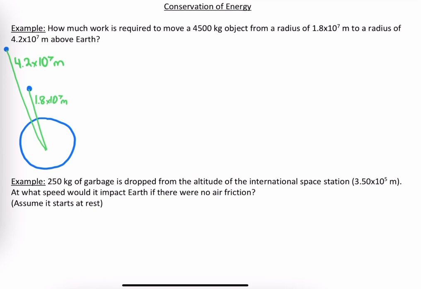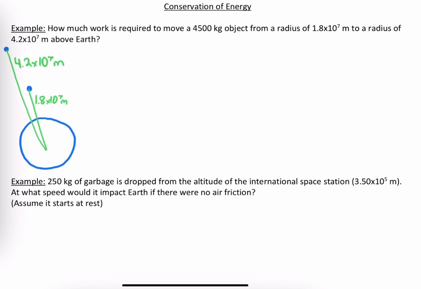Okay, so here we have an object. It starts at a height of 1.8 times 10 to the 7 meters above the center of the Earth. That's the radius. And then we want to lift it up higher to a new location with a new radius. Now note, there's nothing in this question that says this object is in orbit. So basically we have a situation where we've kind of made it hover at this height. It's not moving around like that. And we want it to now go and hover at a new height.